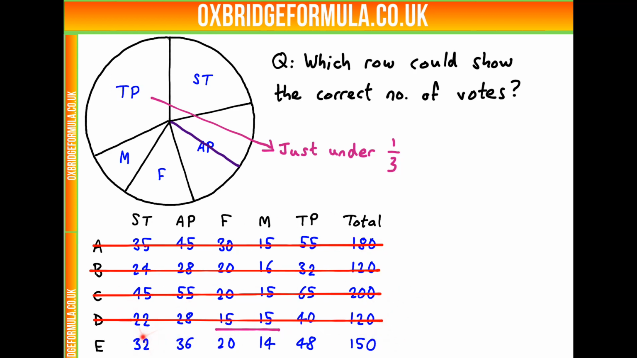And so let's quickly look at the values and see if they're sensible, just in case we've made any mistakes. So we've got the highest for the theme park, just under a third. Then it's the adventure playground, just under a quarter, which is correct. Then the steam train, which is just under the adventure playground. The farm, quite a bit smaller than that, yes, and the museum, slightly smaller than the farm. And so we can say that E must have the correct breakdown of votes, and therefore this is our final answer.